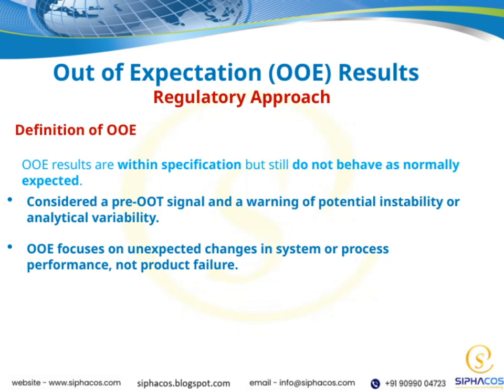It's crucial to understand that OOE, or out of expectation results, focus specifically on unexpected changes in system or process performance, rather than outright product failure. These signals can alert us to underlying issues before they escalate. So, when we talk about the definition of OOE, we're referring to those results that fall outside of what's anticipated, but don't necessarily mean the product is failing. Instead, they highlight areas that require attention.